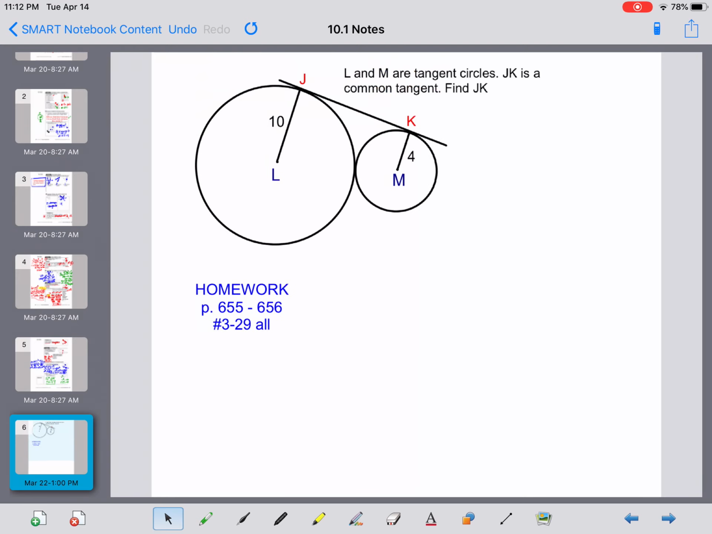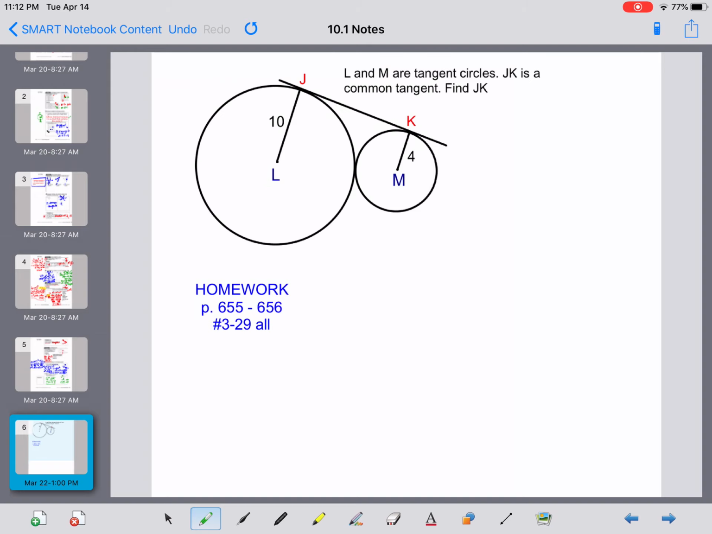I have L and M are tangent circles. So if they're tangent circles, it means they're touching in just one spot to each other. Just like a tangent line, tangent circles touch at one point. And JK, that line there, is a common tangent line, so it's touching each circle exactly once.